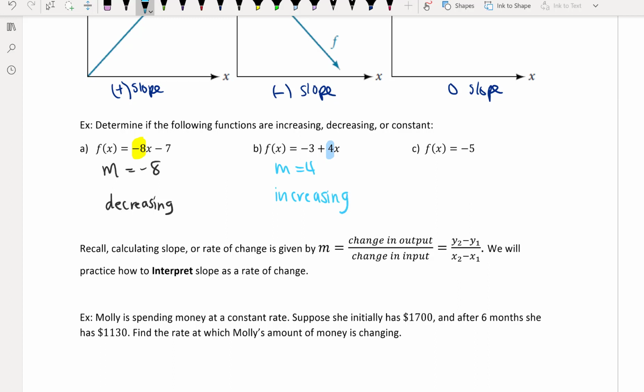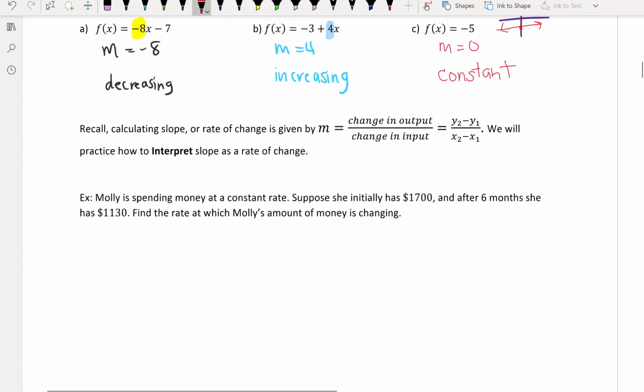And for c, f of x is equal to negative 5. Well, if you were to graph that, if I were to have negative 5, that looks like this. It's a straight line. So here, my m is equal to 0. So that means it would be constant. So whenever f of x is equal to 0, that's going to be your constant, okay?